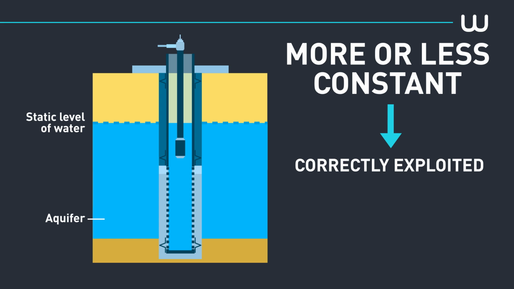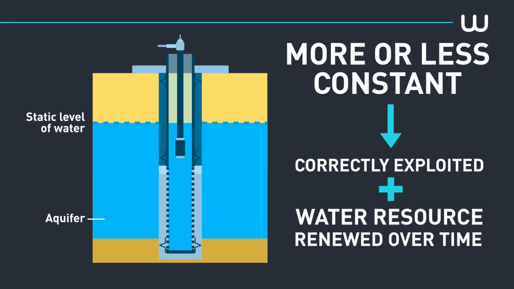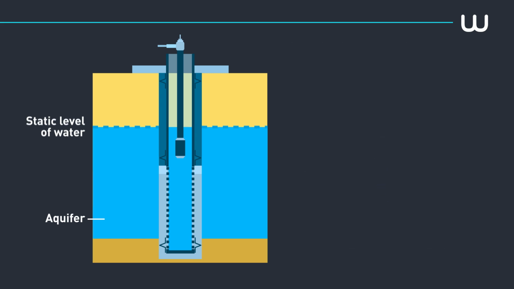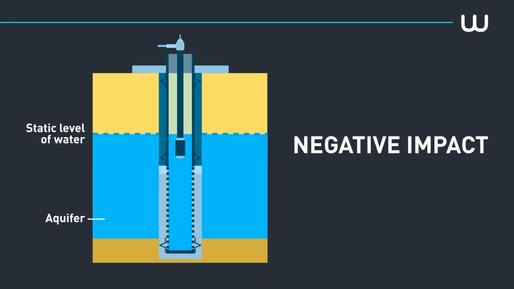In the event of the over-exploitation or the unadapted renewal of the groundwater resource, this static level will continue to fall, which will have a negative impact on drinking water production. This can potentially lead to the tube well being abandoned.